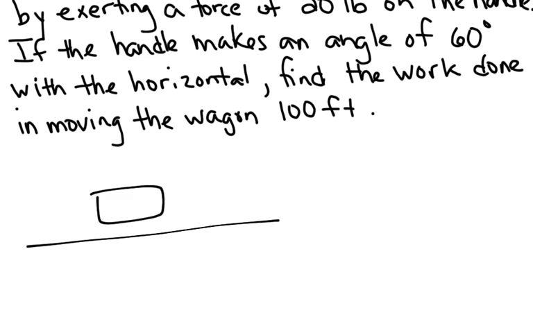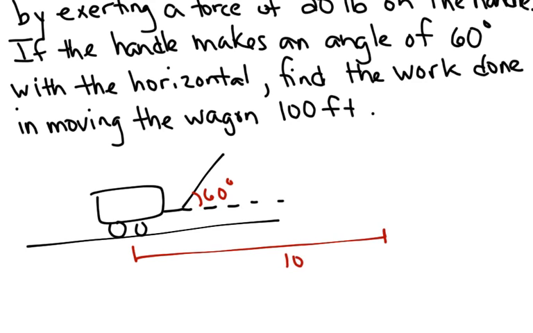So here's the wagon, and then there's this handle. The handle makes an angle of 60 degrees with the horizontal. He's going to move the wagon 100 feet this direction. And the force being applied, the magnitude of the force being applied on the handle is 20 pounds.